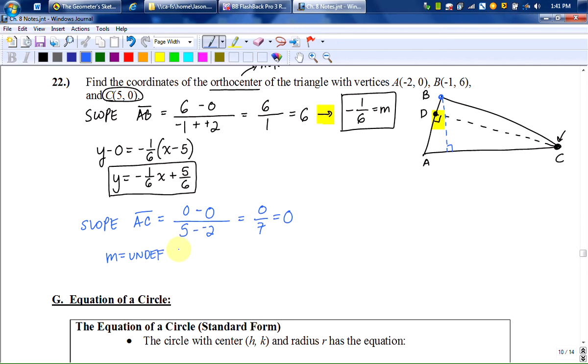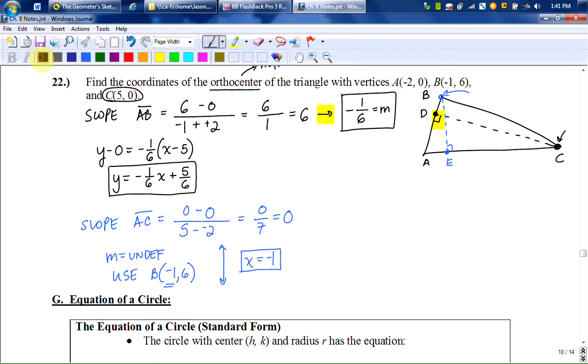Then I'm going to use the only point that I know that this blue dotted line goes through, because I don't know where E is and I don't want to assume it's a midpoint of AC, so I'm going to use B. And B is at negative 1, 1/6. So an undefined line is a vertical line. A vertical line is written in the form x equals, and the only x value that I have for point B is negative 1. So there's my second line.